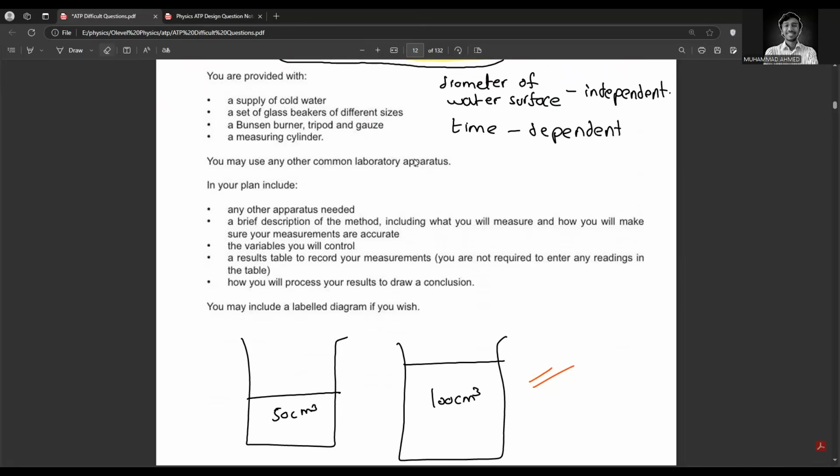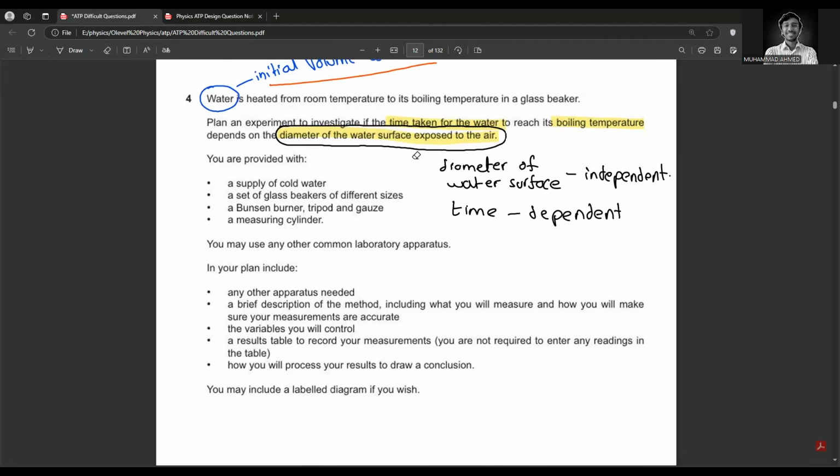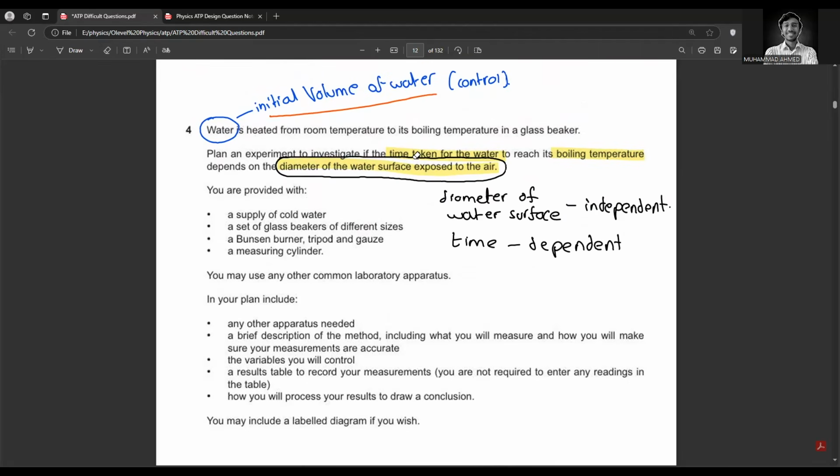First of all, here I know that my independent variable is what? The diameter of the water surface. Dependent variable is what? The time taken to reach boiling point. Okay. And control variable is the initial volume of the water. Simple as that, nothing complicated.